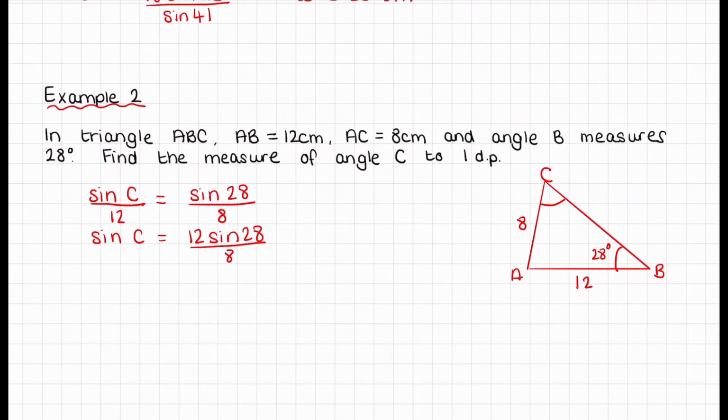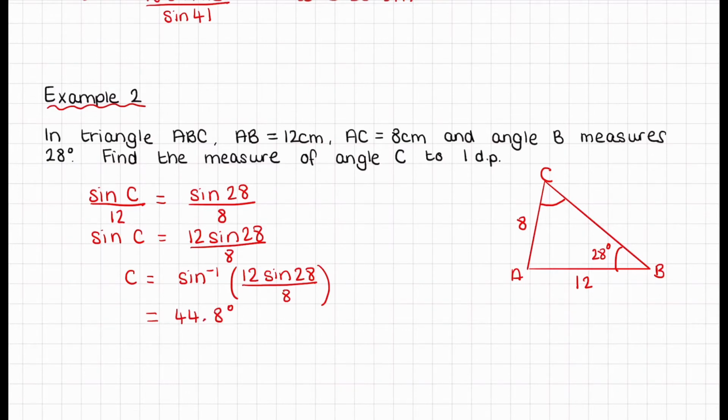Now remember, we want to find the angle, so we need to do our inverse, so the sine -1 of 12 sine 28 over 8. And if you put that in your calculator, you will find it is 44.8 degrees.